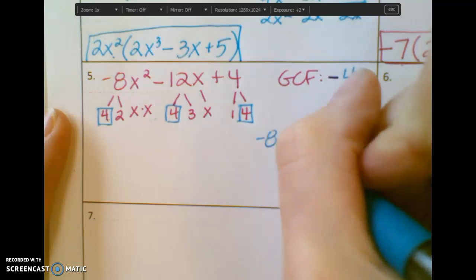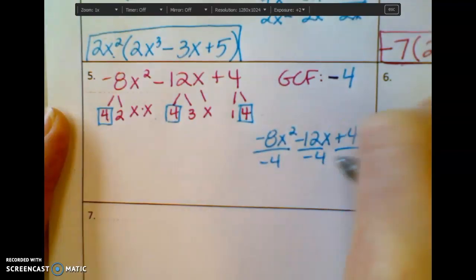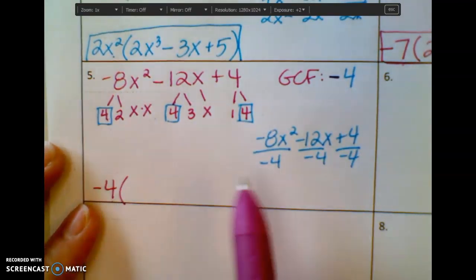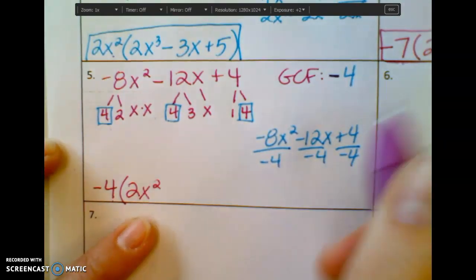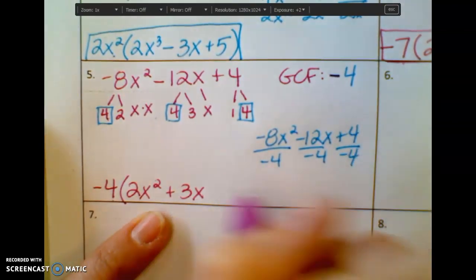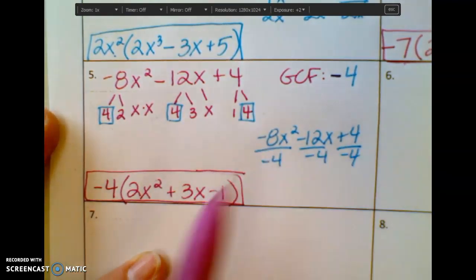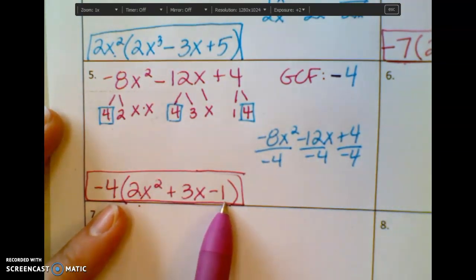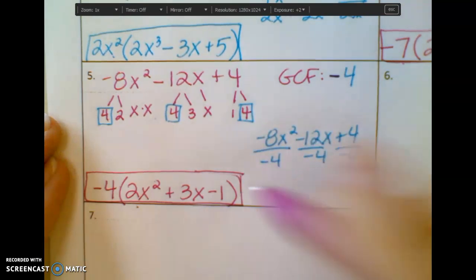So now we'll take our original problem and divide every single thing by negative 4. All right, the GCF is negative 4. Negative 8 divided by negative 4 gives me 2, and then I've got x squared. Negative 12 divided by negative 4 gives me positive 3, and I have x. And 4 divided by negative 4 gives me that negative 1. If you're ever working on one of these problems and you look in the parentheses and see that they still have something in common, like an x or a 2, then you'll need to factor out another GCF and just multiply them out here. All right, next problem.